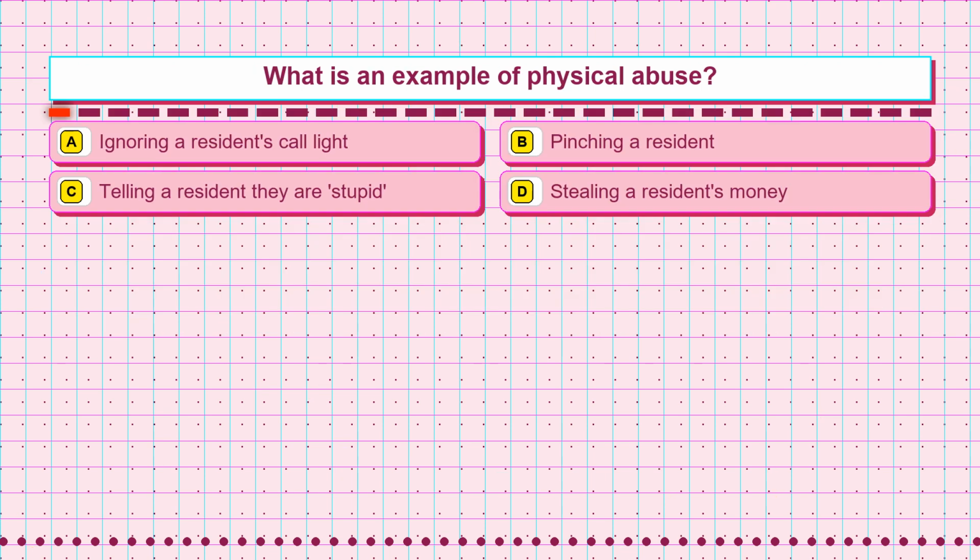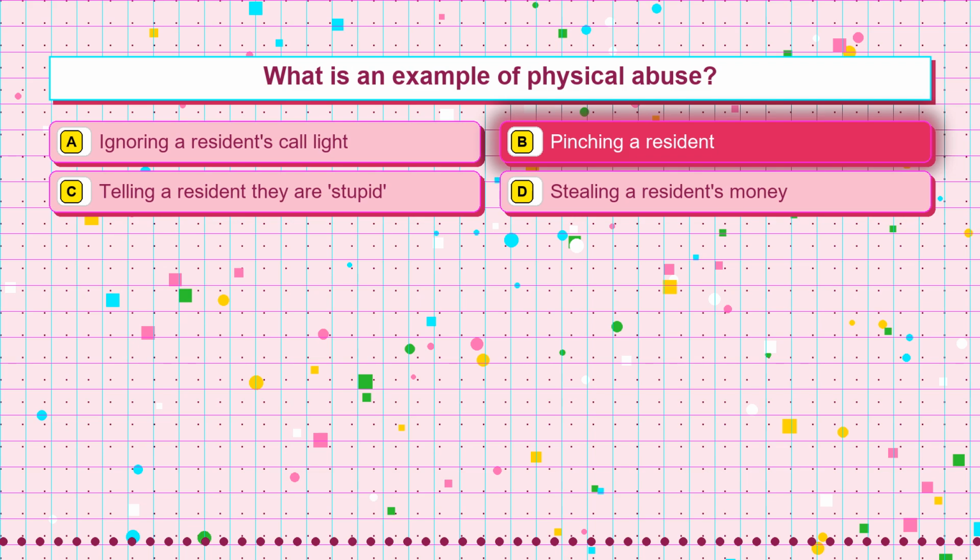Question 73. What is an example of physical abuse? Option A. Ignoring a resident's call light. Option B. Pinching a resident. Option C. Telling a resident they are stupid. Option D. Stealing a resident's money.